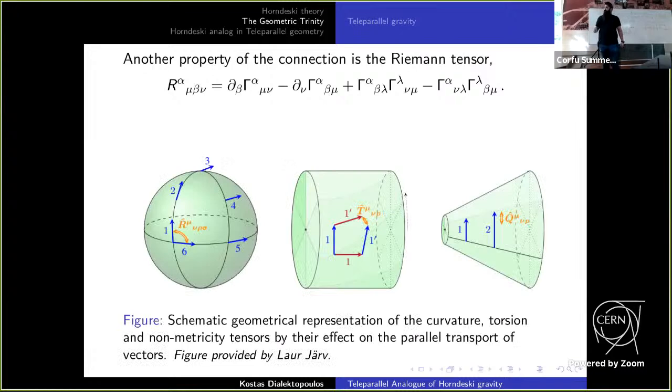Here is a schematic representation of these properties of the connection. So if you parallel transport a vector along itself in a manifold where there is curvature only, we end up with a different vector here. So this is proportional to the curvature of the manifold. If you parallel transport a vector along another vector in a torsional spacetime where there's no curvature and no non-metricity, the parallelogram will not close, and this open space here is proportional to the torsion of the spacetime. While if you parallel transport a vector in a non-metrical, let's say, spacetime, it will change its length.